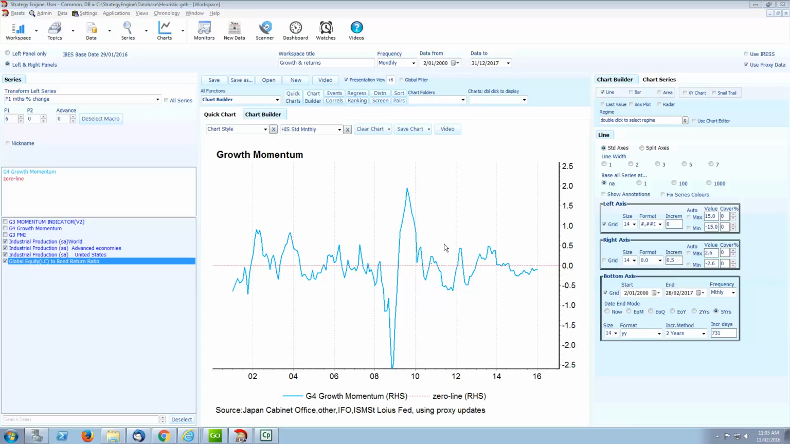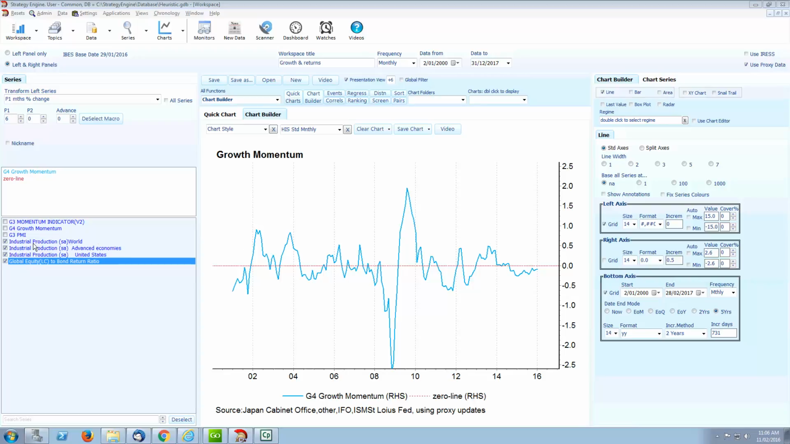Now, we use our measure of global growth momentum, and that's actually just showing here in the chart in front of you, the blue line. You can see here over on the right-hand scale, it's currently below zero, and in fact, it's been below zero since about the mid part of 2014 or late 2014. It's been a very gentle and gradual slide, not a sharp slowdown in growth momentum that we've seen in previous times.